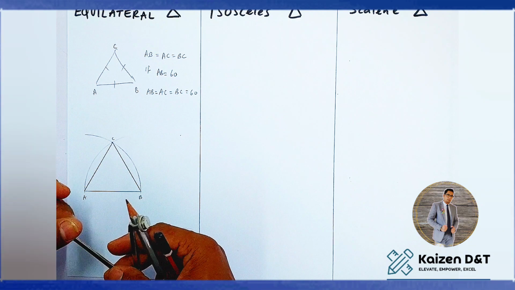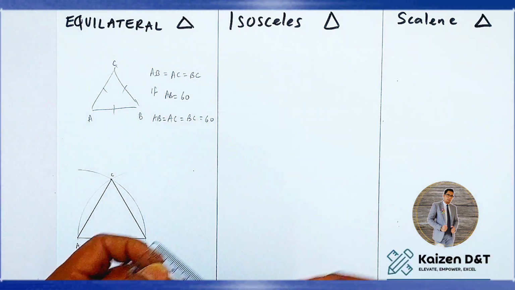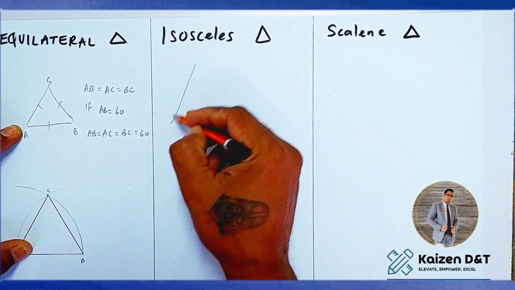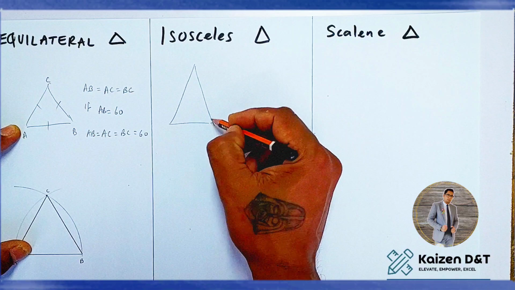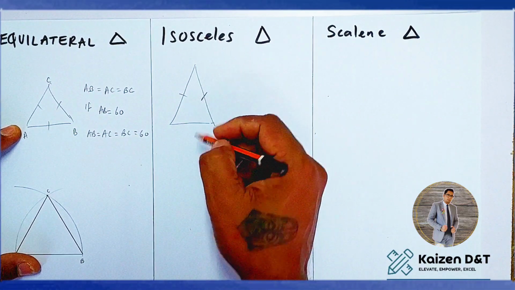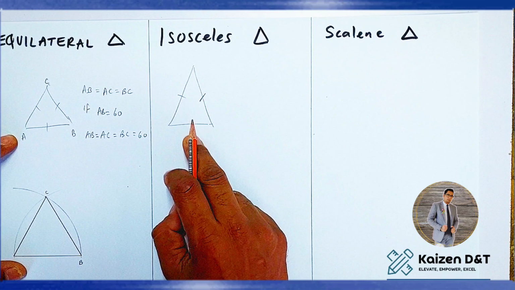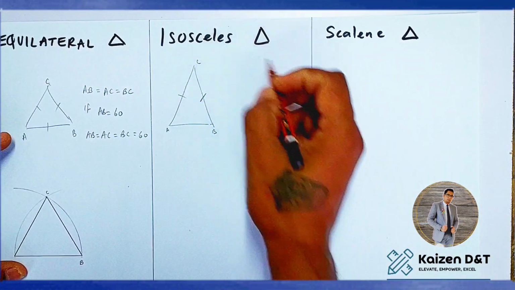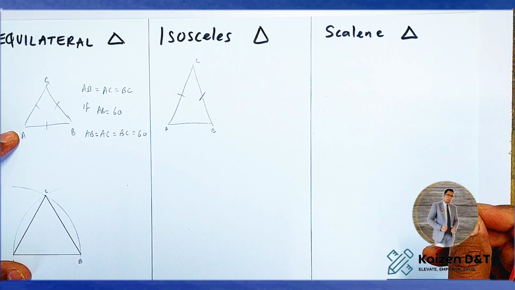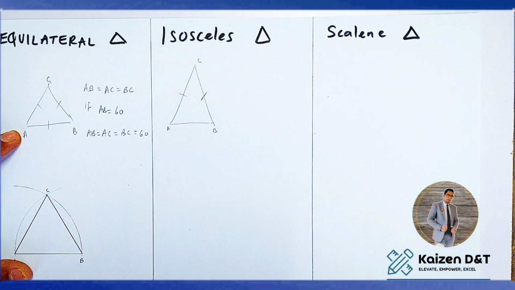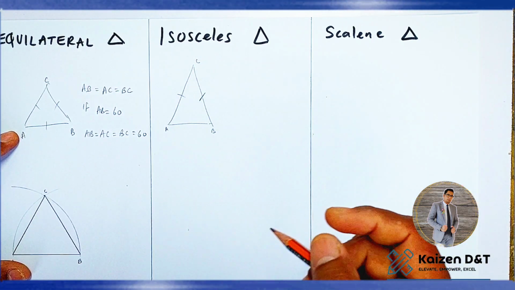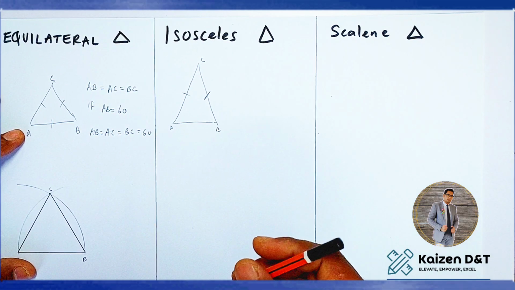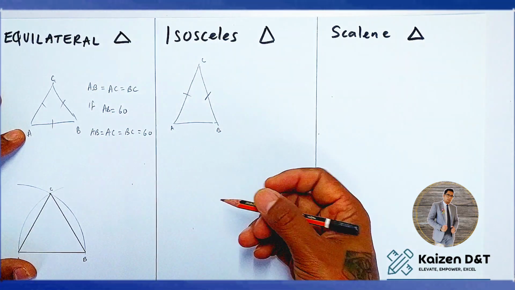When we talk about isosceles triangles, this triangle has only two sides equal, which means that these two sides are going to be equal, and this one is going to be a different dimension. Usually it is less than these two. We label the triangle ABC. It can also be XYZ, it can also be DEF or JKL. So how do we draw it?